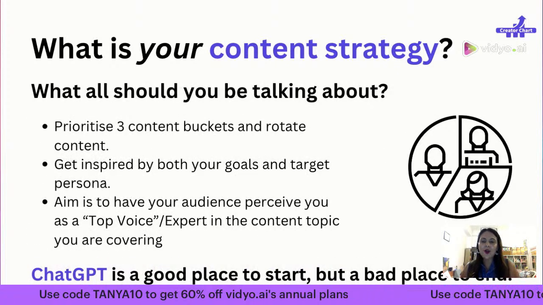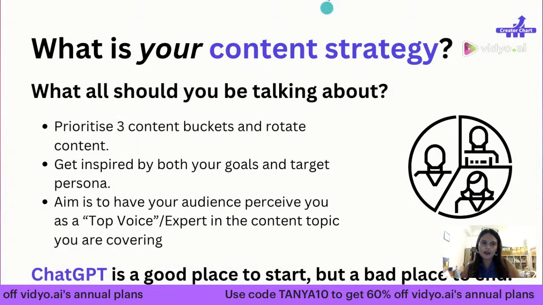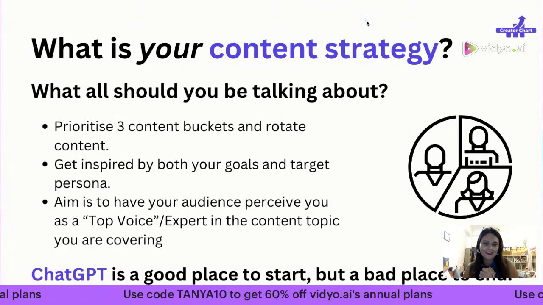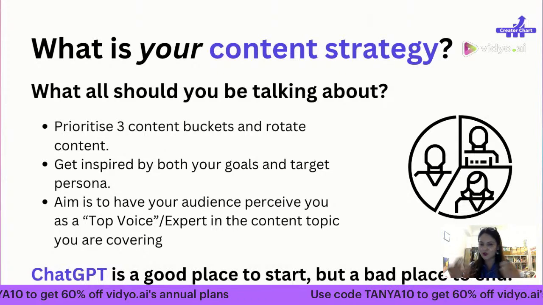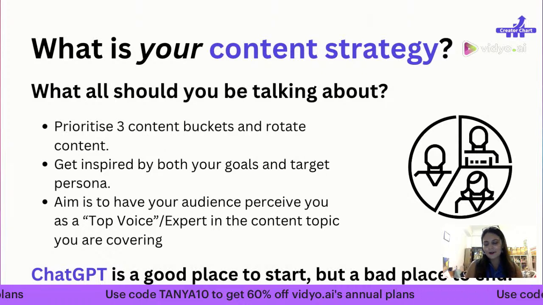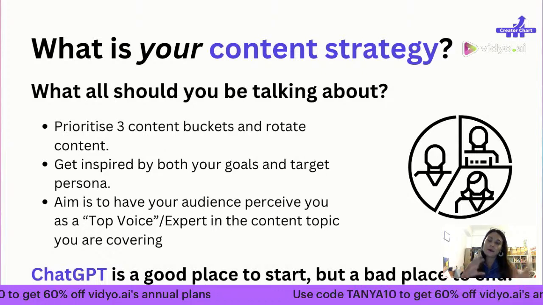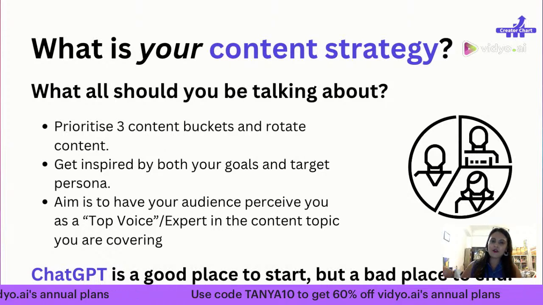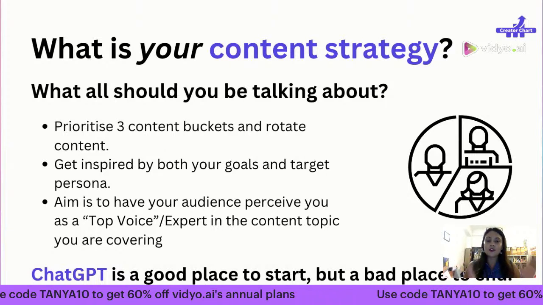Great. So, what all should you be talking about if you're just getting started? I think to get started, simplify your life, prioritize 3 content buckets, and just keep rotating content, see what works and just do more of that. So start with a 33, 33, 33 breakup of different content buckets in your niche. And if something is performing really well, slowly make it 40%, 50%, and then maybe reassess the other two.